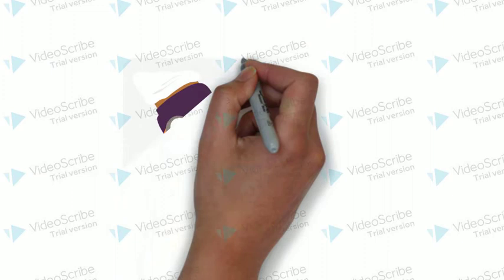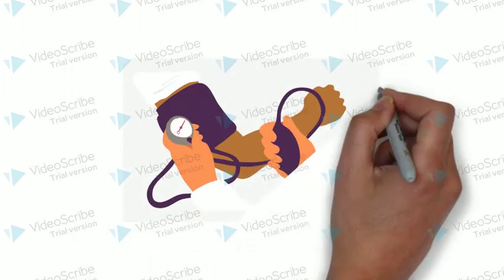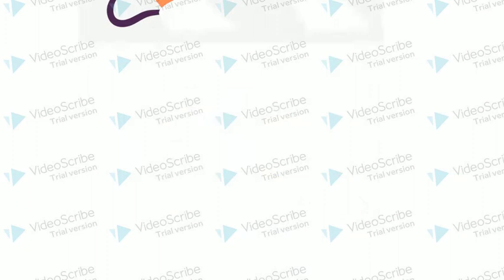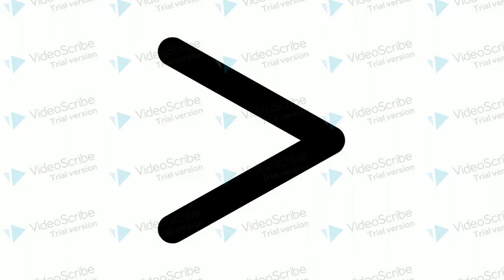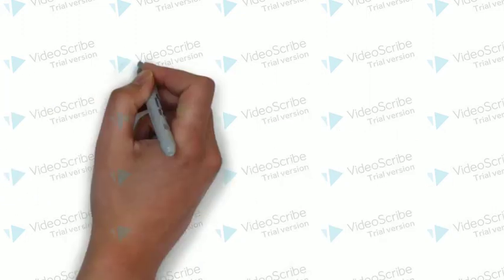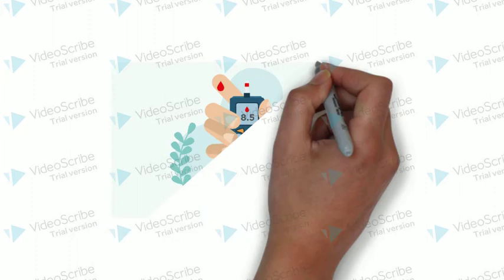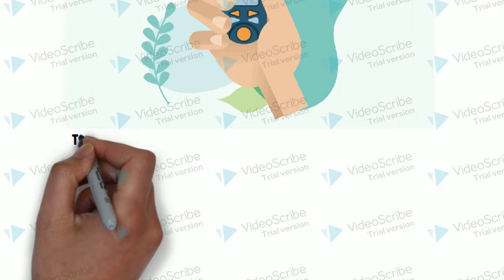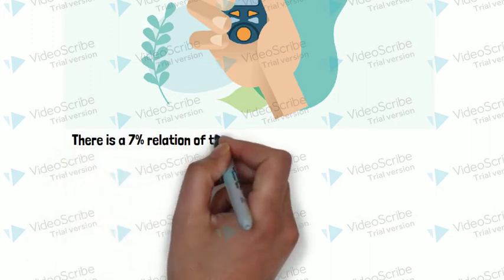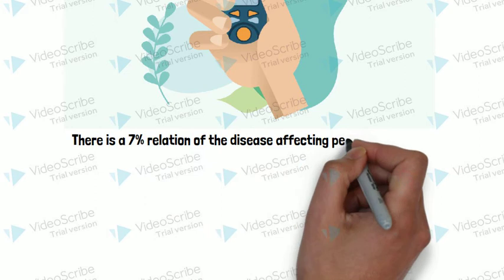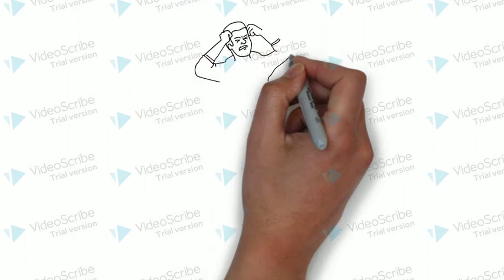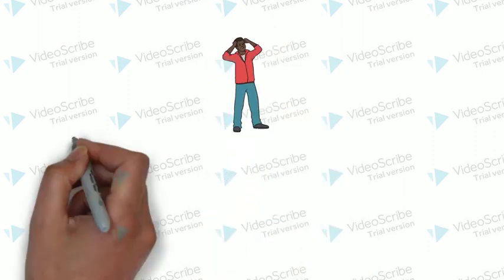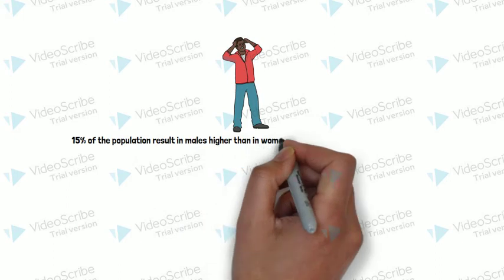Another main cause of prevalence of cardiovascular disease is high blood pressure, which is relatively high, especially in men, with 30% of the population over 18 years in some countries, according to the World Health Organization. Additionally, diabetes has been known as another chronic disease that is increasing in recent decades. There is a 7% prevalence of the disease affecting people 60 years and over in the Caribbean region, while 15% of the population is affected, with results in males higher than in females, especially in Caribbean countries.